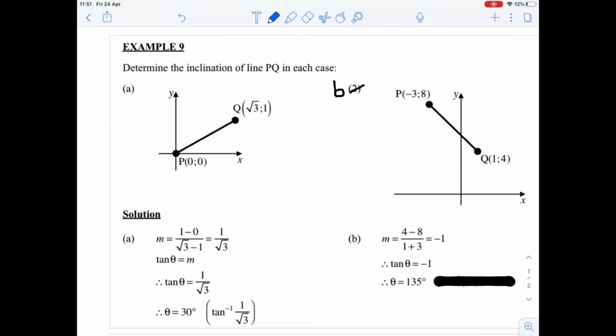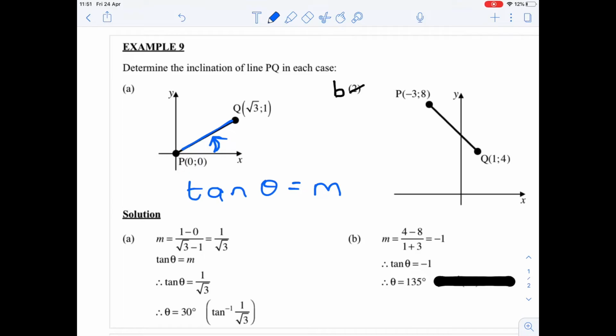Okay, so now we're going to do some examples, starting with example 9, where we need to determine the inclination of line PQ in each case. So essentially, if that is PQ, we're looking for that angle there, because that would be the angle of inclination. So remember, what we use is this fact here, that the tan of any angle is always equal to m, which is the gradient.